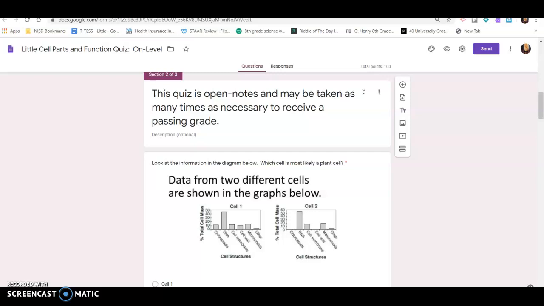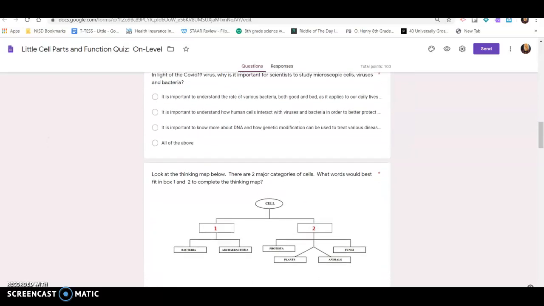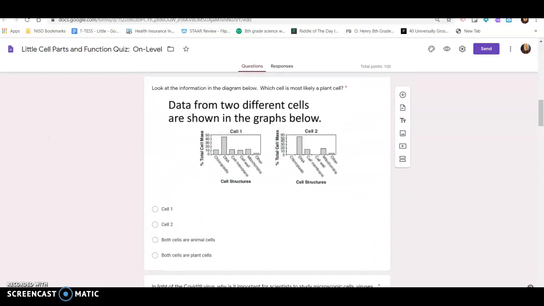a passing grade. Look at the information in the diagram below. Which cell is most likely a plant cell? Notice that it's got cell 1 and cell 2. The x-axis contains the cell structures, and the y-axis contains the percentage of the total cell mass. So, which cell is most likely a plant cell? Would it be cell 1, cell 2, both cells are animal cells, or both cells are plant cells?